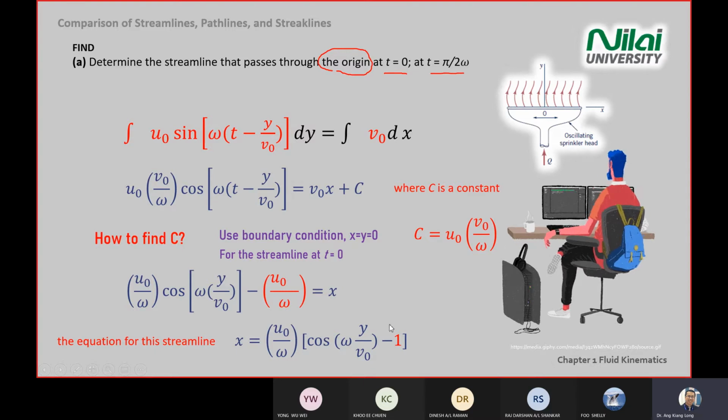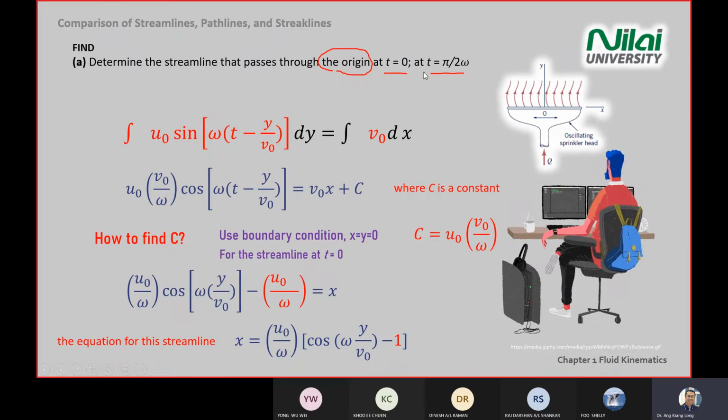I have a 1 here because I factor out my u0 over omega to the outside. So I will be seeing cos something minus 1 in my equation. Later I will show you how to plot this in the graph plotter. So we have done the origin at t equal to 0.